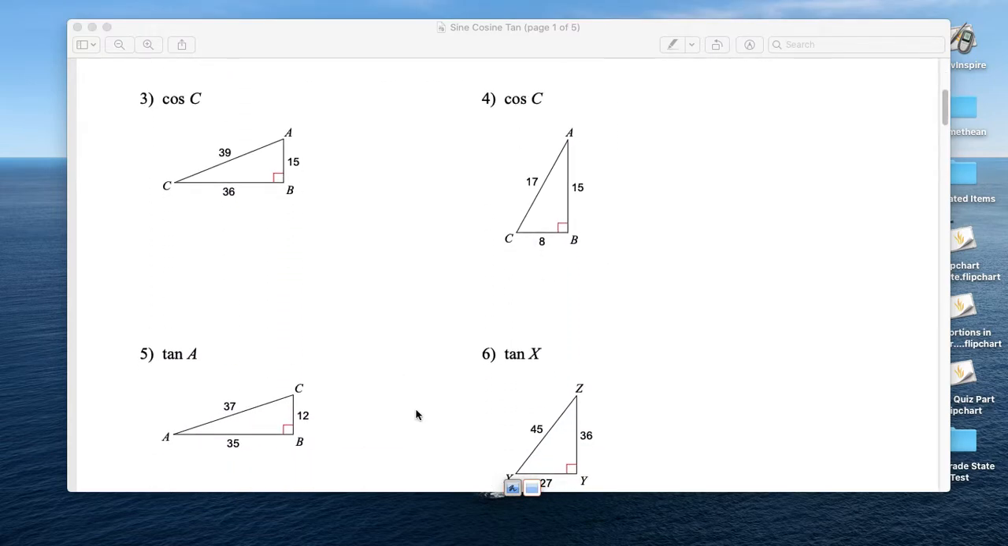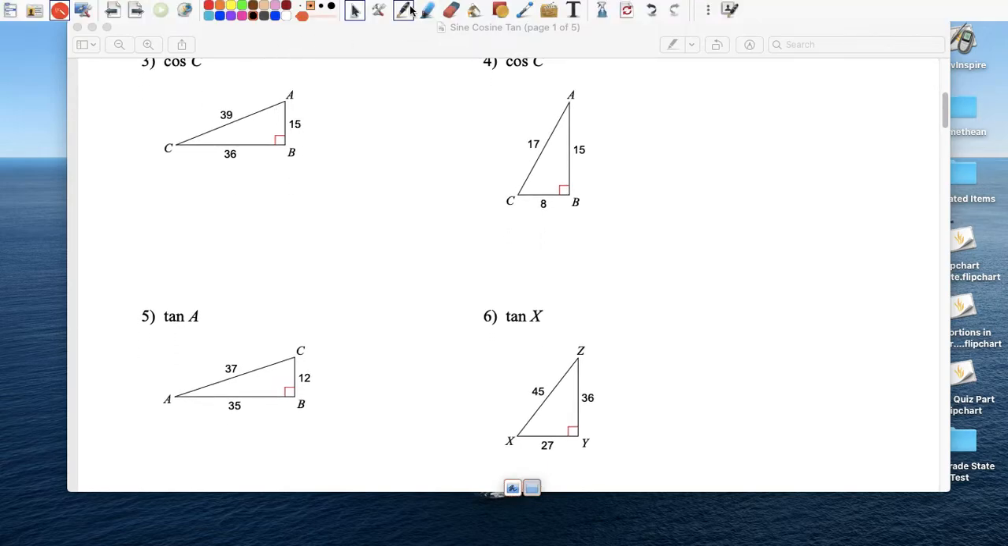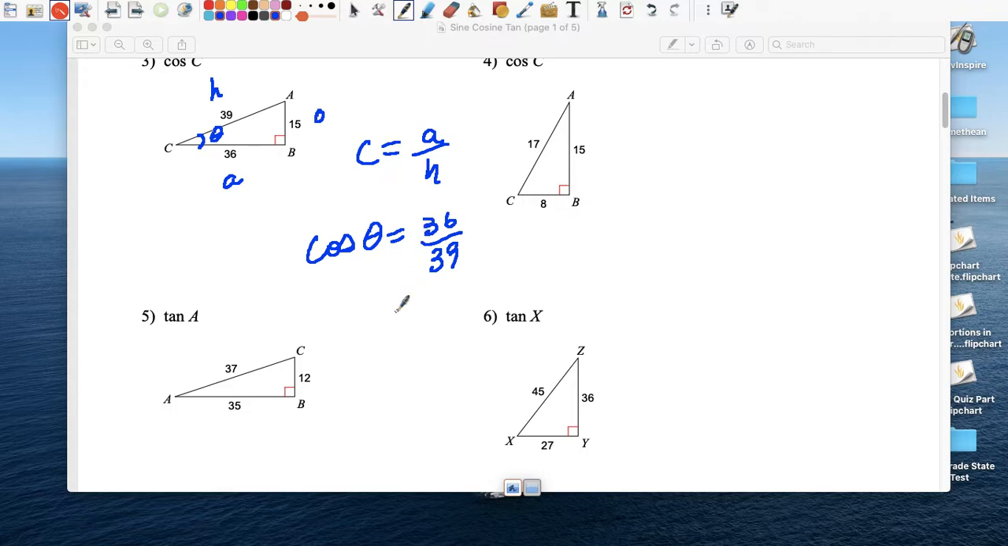Sorry, cosine of C, so we don't need calculators this time, yet. Cosine of C, again, if this is the opposite, this is the adjacent, this is the hypotenuse, so cosine is adjacent over hypotenuse. So cosine of that angle, just call it theta, is adjacent, which is 36, over the hypotenuse, which is 39. Can we divide both top and bottom by 3? We can. We get 12 over 13.